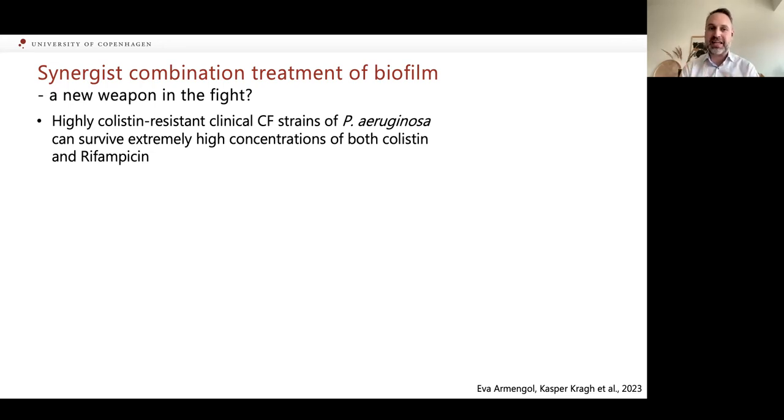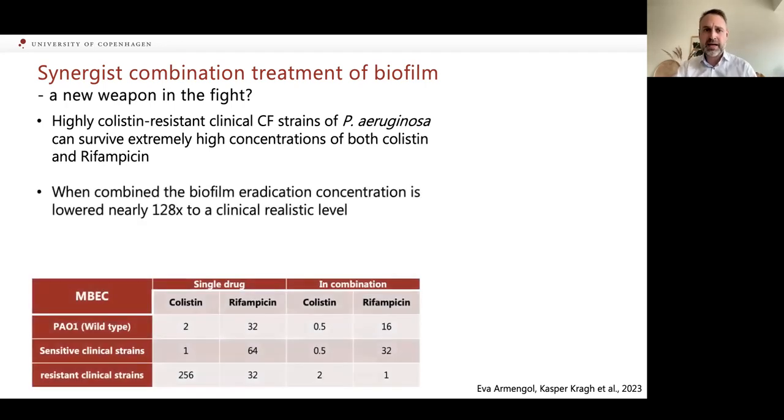Here we investigated these highly resistant, colistin resistant isolates from cystic fibrosis patients. These strains just didn't care at all about the colistin. And when we grew them in a biofilm and added rifampicin, we could move the biofilm eradication concentration, so the amount that it took to kill the biofilm, from around 250 micrograms per milliliter to 2. This is one of the most potent combination treatments I have ever seen.